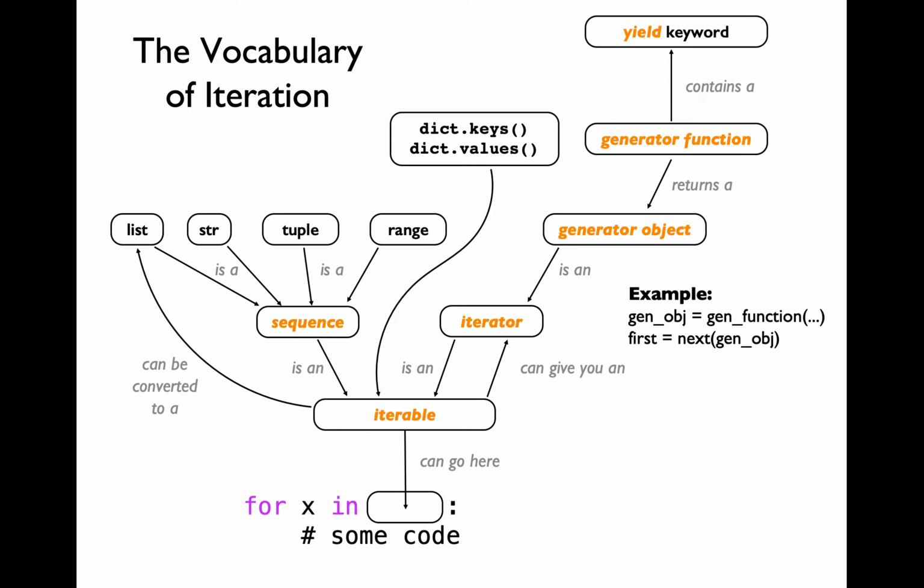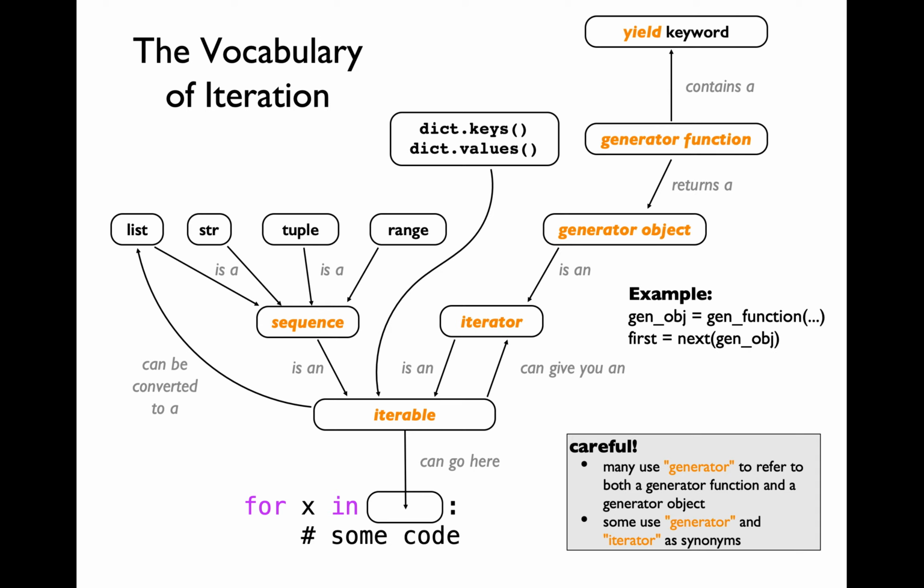So let me expand this a little bit to include what we have covered as part of today's lecture. The yield keyword implies that you have a generator function, and a generator function always returns a generator object. So a generator object is an iterator. That's because a generator object is iterable, and you can call the next function on the generator object. Hopefully that makes sense to you.